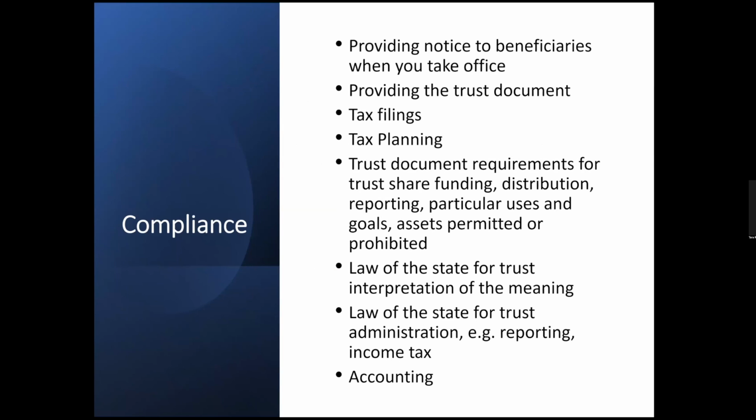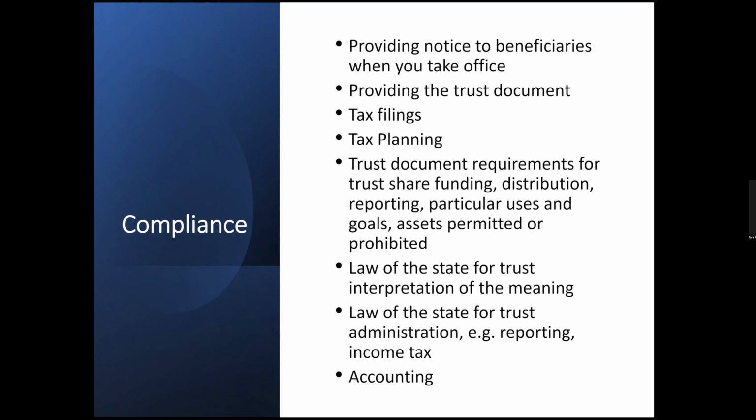Now, compliance is maybe dull, but very necessary. So it starts with providing notice to the beneficiaries in the beginning when you take office. Our law actually provides that you've got to give notice to the beneficiary that you are the trustee and how to find you, so your address, telephone number, email. When you take office, you have to do that within 30 days.